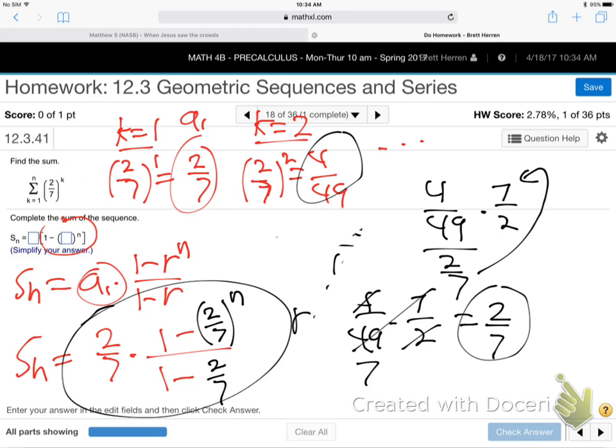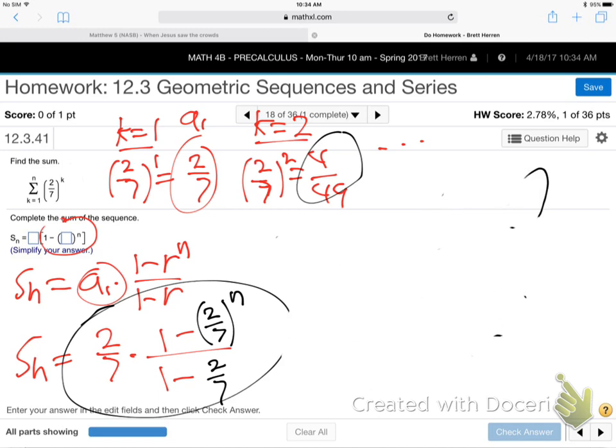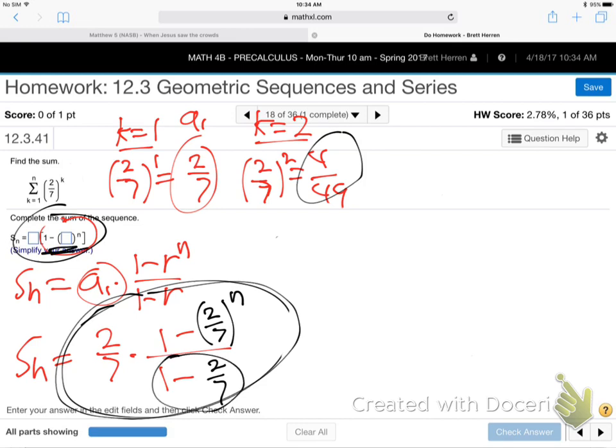Okay, because now I need to make it look like they want it to look. They're being kind of painful, tedious today. So I've got to make this look like this. In other words, I can only have a 1 minus thing. So you've got to basically calculate that bottom. What is 1 minus 2/7? What's a whole pie? Take away 2/7 of a pie. 5/7 of a pie, right? You have a whole pie and you take away 2/7 of it, you get 5/7.